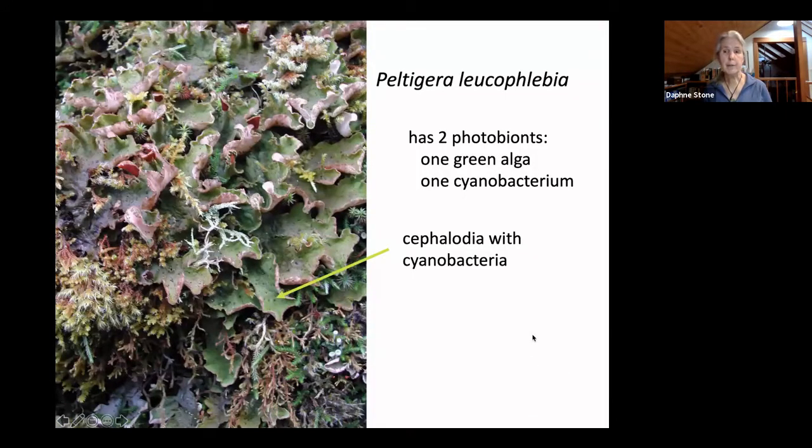And here's an example of that, Peltigera leucophlebia. It's a bright green lichen when it's wet, and you can tell that it has green algae as its main photobiont. But if you look carefully, you'll see little black dots, and these are cephalodia. In other words, a little tiny packet of cyanobacteria encased in some fungal hyphae, and they're in this lichen just sitting on top of the thallus.